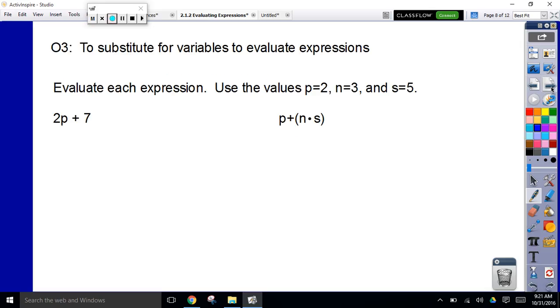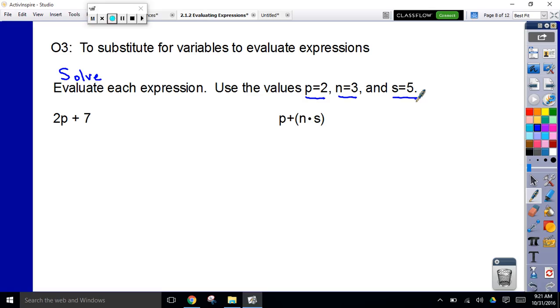Okay, objective 3, this is the most important part of our lesson. We formed the foundation. This is what you're actually going to do. We're going to substitute for variables to evaluate expressions. So the directions tell us evaluate each expression. The word evaluate just basically means to solve. So we're going to find what each expression actually equals. There's no equal sign there, but we're going to figure out what the answer would be if we substitute in some numbers. We're going to use the values p equals 2, n equals 3, and s equals 5.